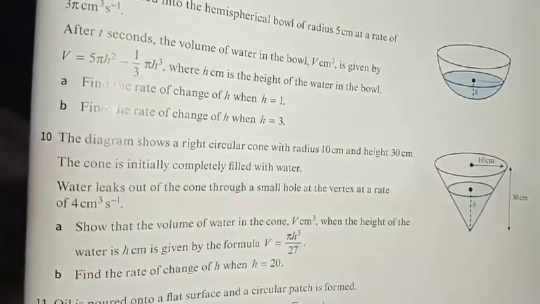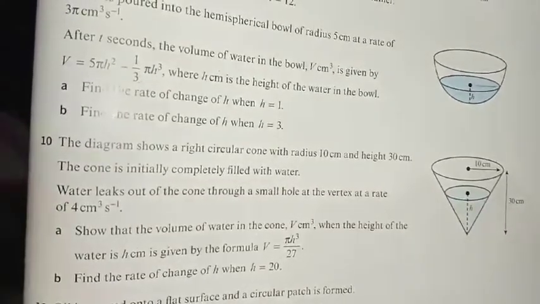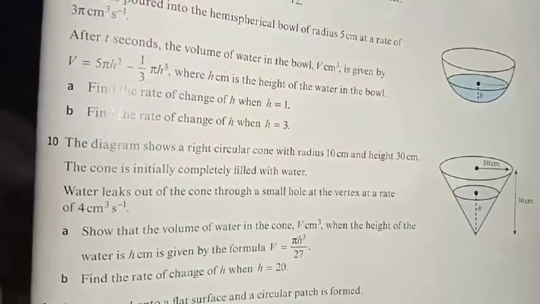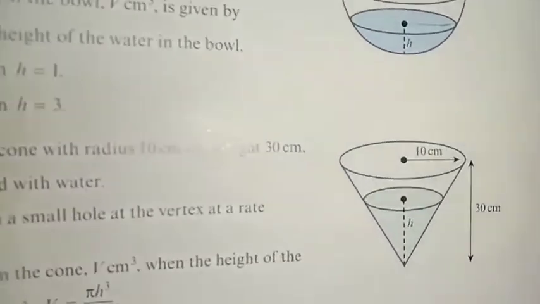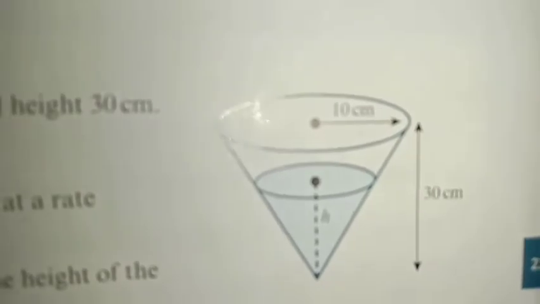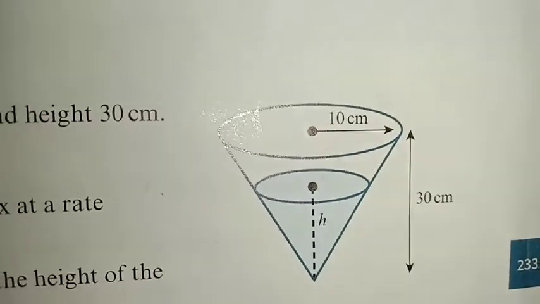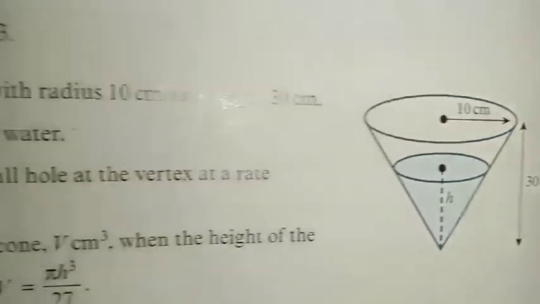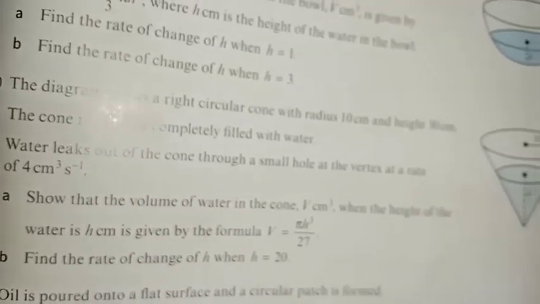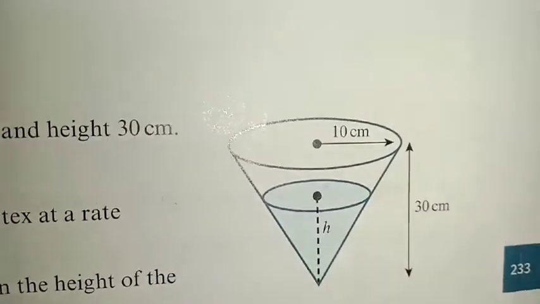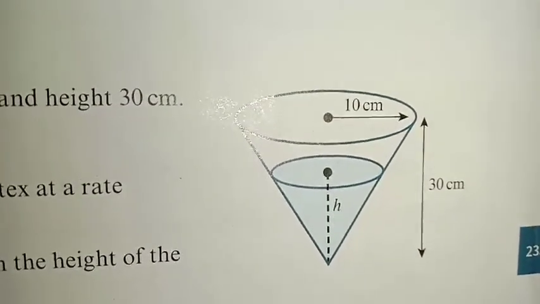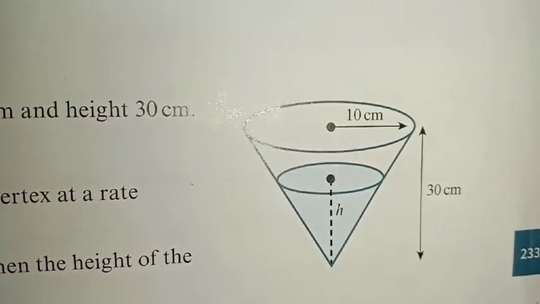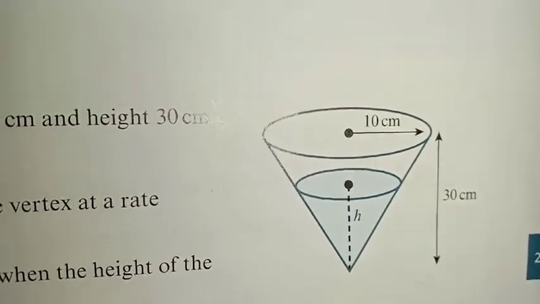So you can identify the diagram here. There is a container of radius 10 centimeter and height 30 centimeter. Initially it was completely filled with water, but as the water leaks at a rate of 4 cubic centimeter per second, the height of the water became h. As we do not know the radius of this water level, let's assume that one as r, and let's see how to do this question.